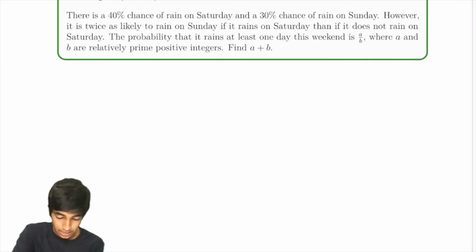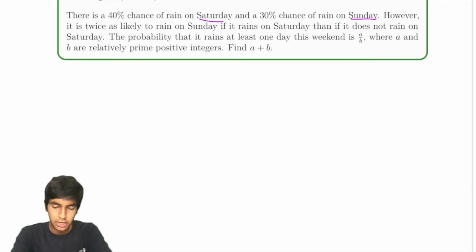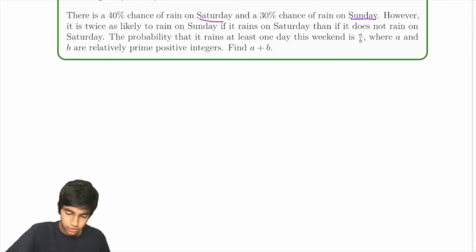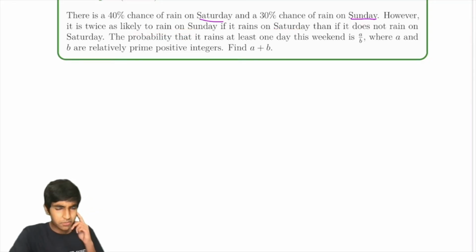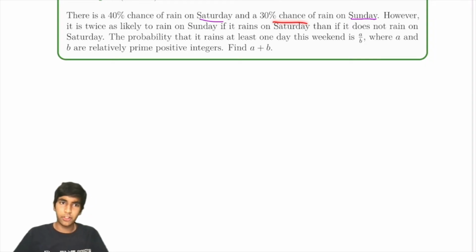There's a 40% chance of rain on Saturday and a 30% chance of rain on Sunday. However, it is twice as likely to rain on Sunday if it rains on Saturday than if it does not rain on Saturday. Okay, now you might be confused. 30% chance of rain on Sunday, but then there's a twice as likely chance to rain on Sunday if it rains on Saturday. Wait, how is that even possible, right? After all, it says 30% chance of rain on Sunday.